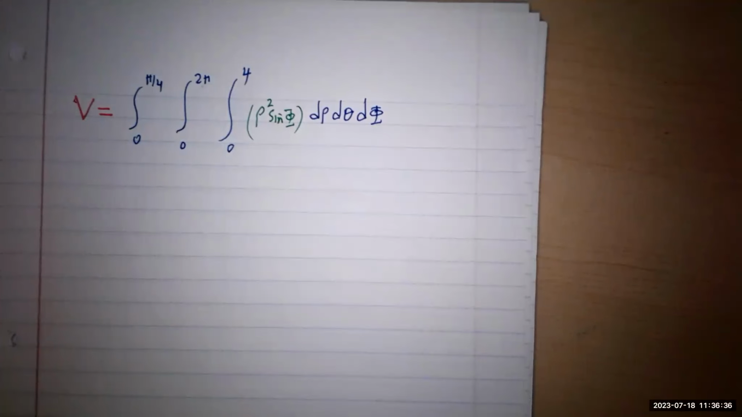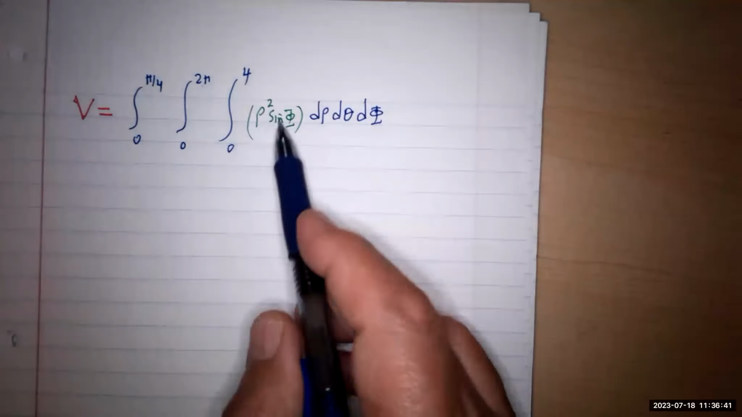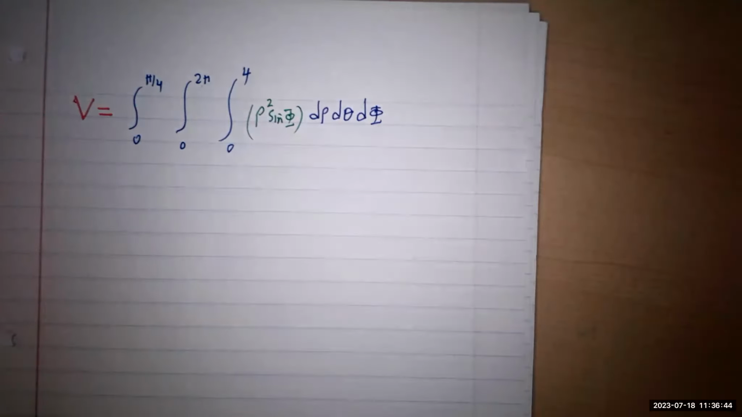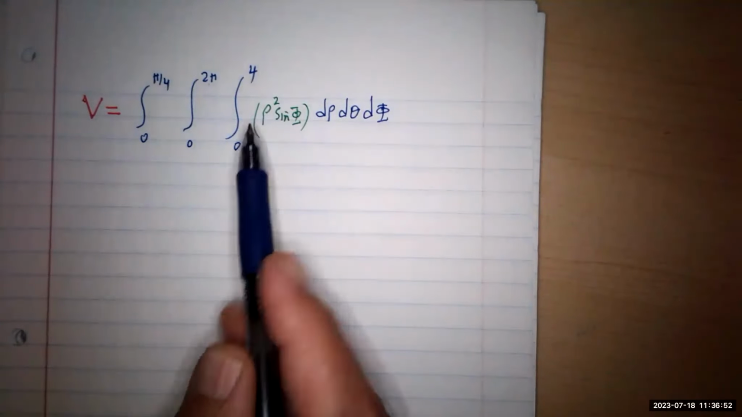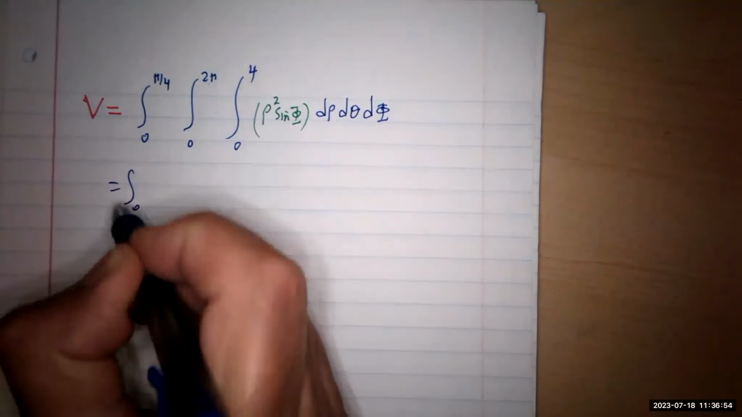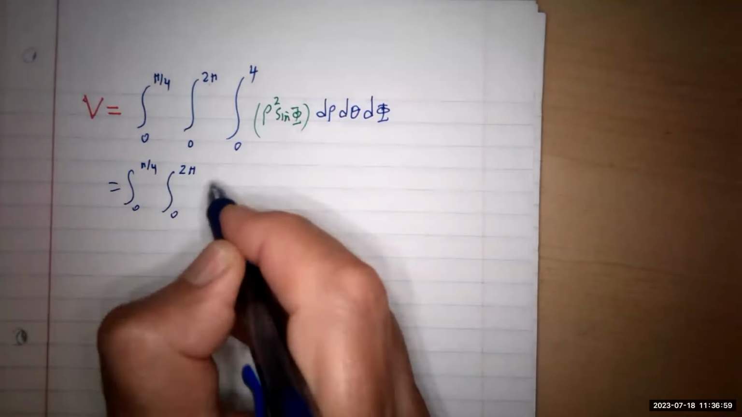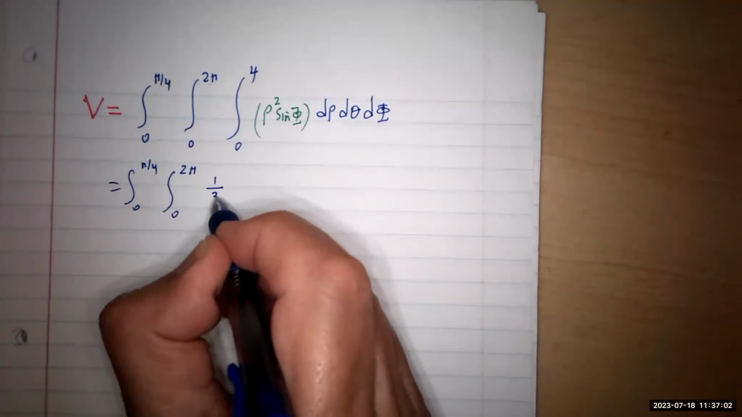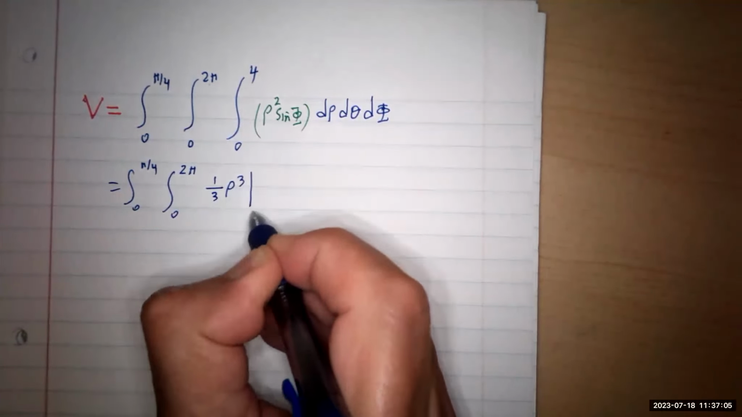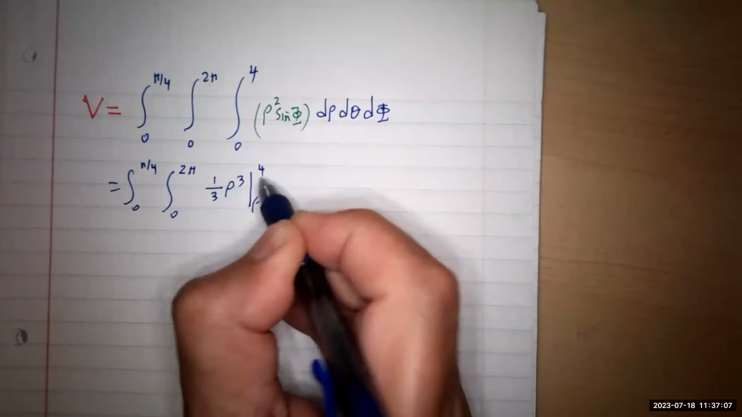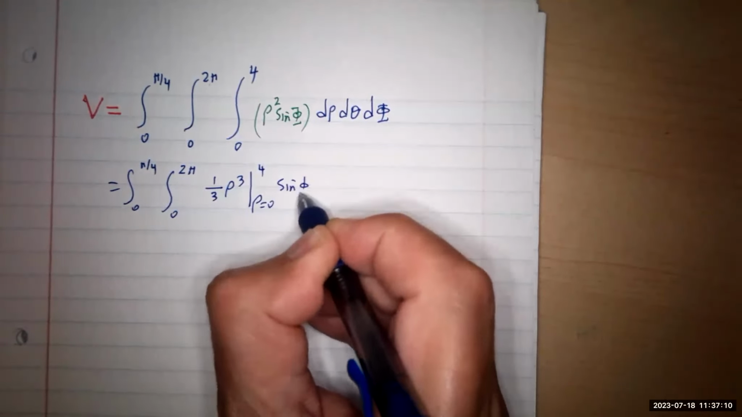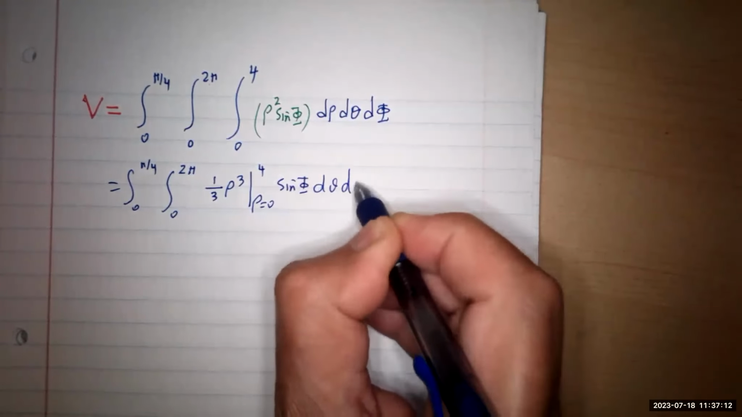So at least the integral is not a difficult one to operate. You operate with rho first, it's a number, so you end up with the integral of a sine, and it can be done quickly. Okay, so we go for it. We integrate with respect to rho first, that gives rho cubed over 3. So it's going to be 0 to pi over 4, 0 to 2 pi. So that gives you 1/3 of rho cubed, with rho going from 0 to 4. Then you get the sine of phi, d theta, d phi.